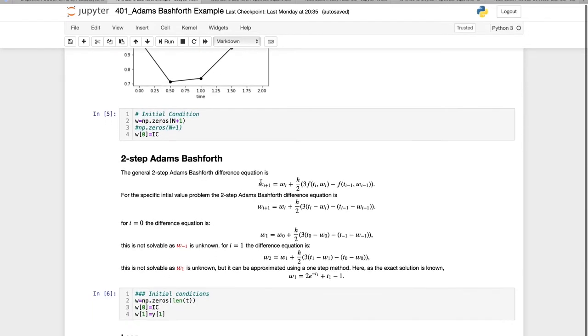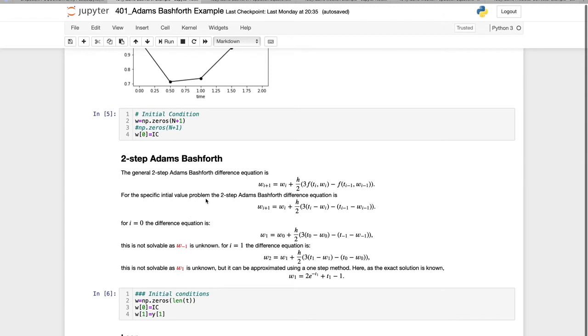So the general form of the two-step Adams-Bashforth is w(i+1) = wi + h/2 times (3 f(ti, wi) - f(t(i-1), w(i-1))). And note the difference between a one-step and multi-step method: you're using ti and t(i-1), wi and w(i-1) to predict w(i+1). So you're using two bits of information now to predict the future. So that should be better.